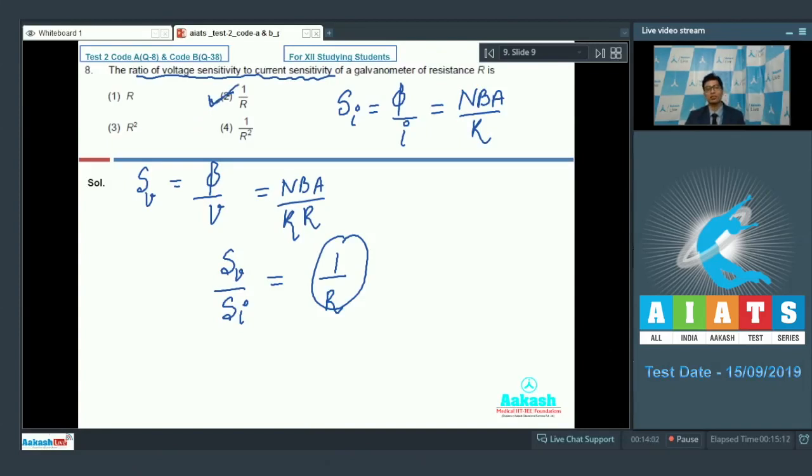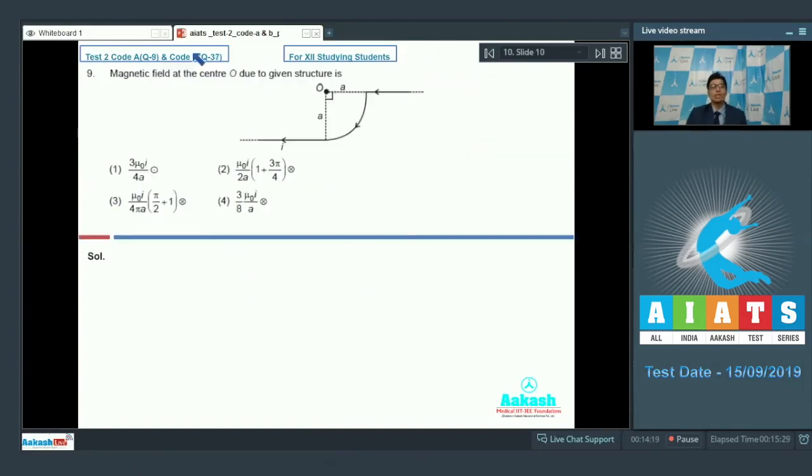Now dear students, let us proceed to the next question in our test analysis, that is question number 9. The question number 9 says that the magnetic field at center O due to the given structure is. So a wire structure has been given to us, wherein this part is a circular arc, to be more precise a quarter circle.